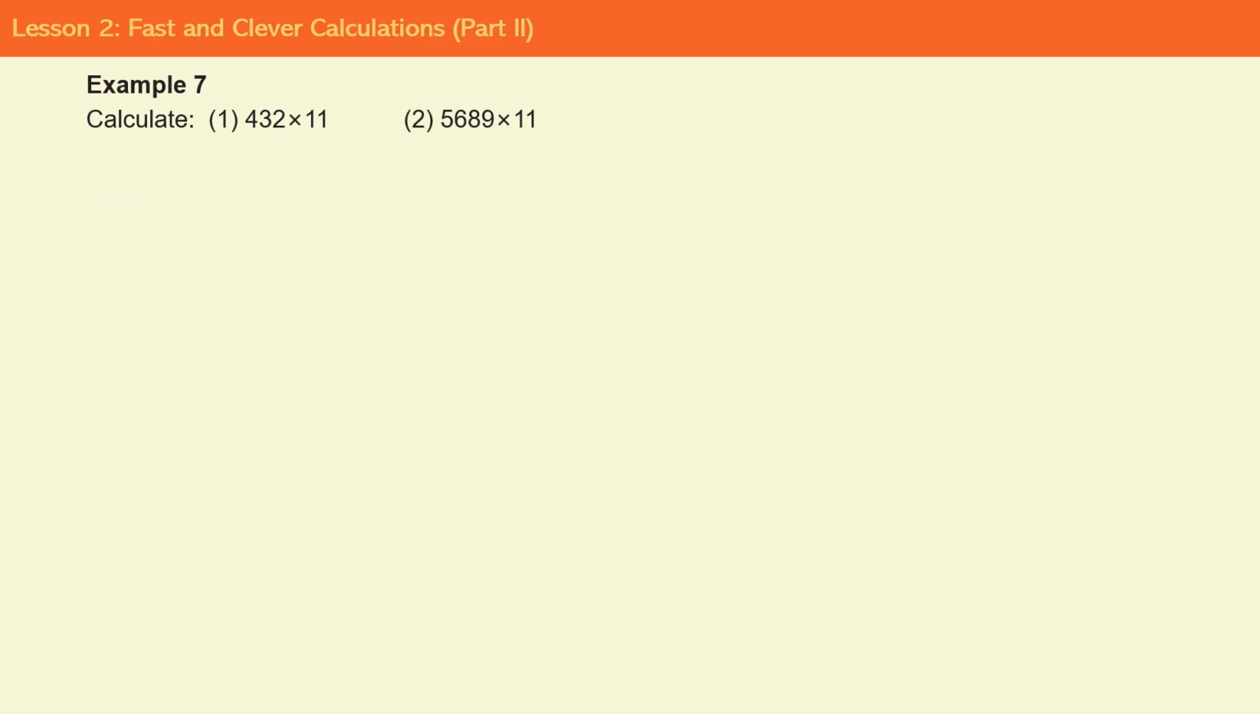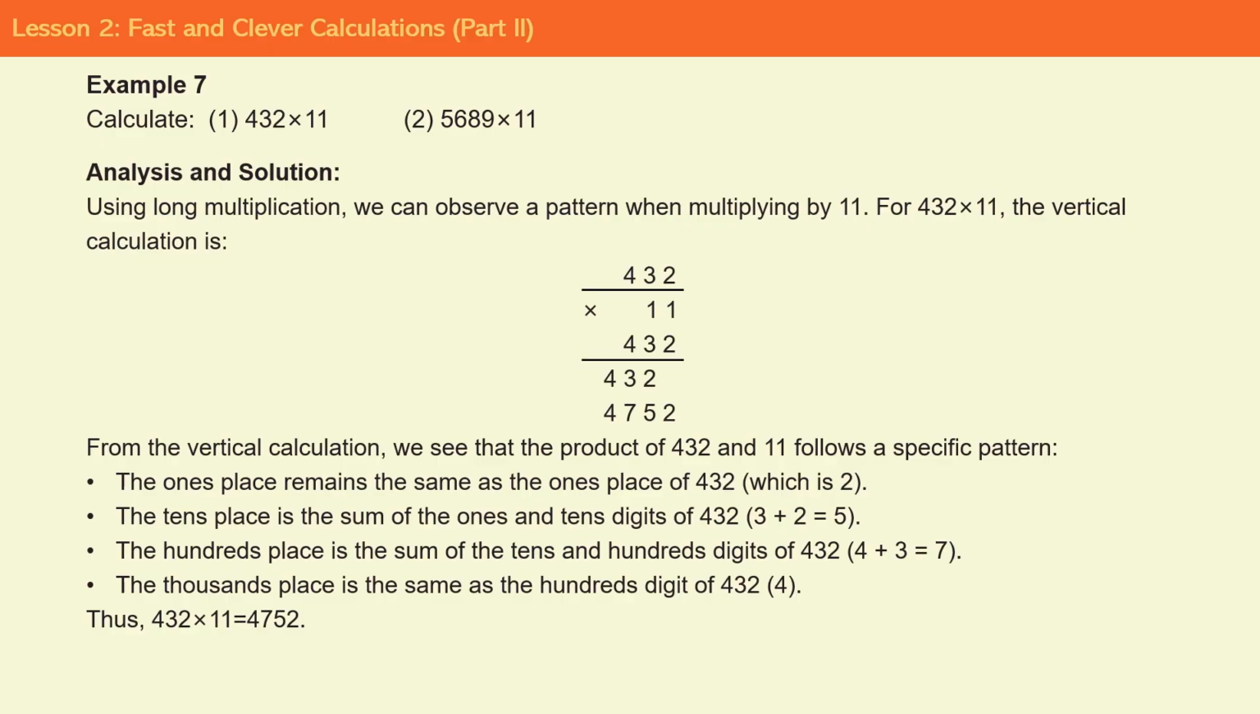Example 7. Calculate 432 times 11, 5689 times 11. Using long multiplication, we can observe a pattern when multiplying by 11. For 432 times 11, the vertical calculation is as following. From the vertical calculation, we see that the product of 432 and 11 follows a specific pattern. Please pause the video and read carefully.